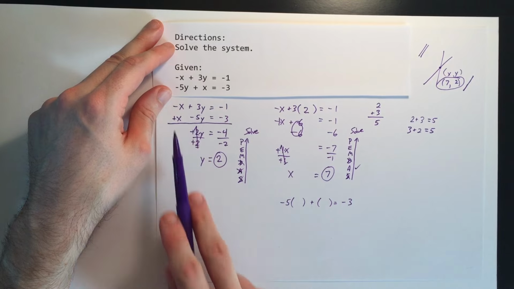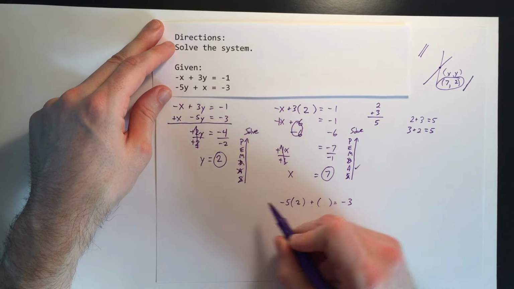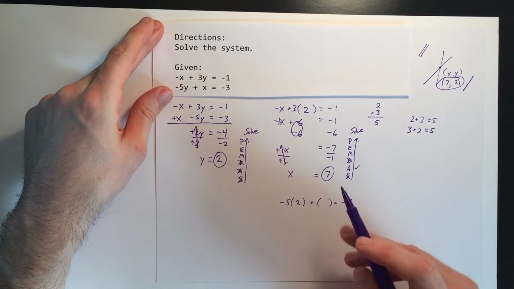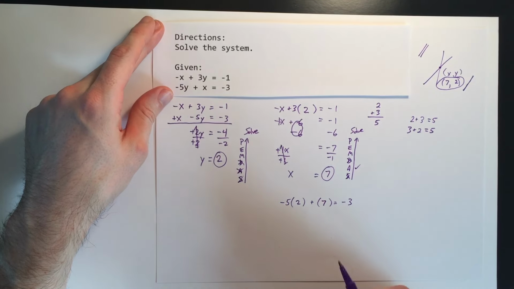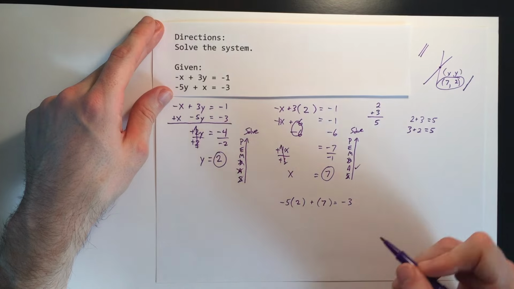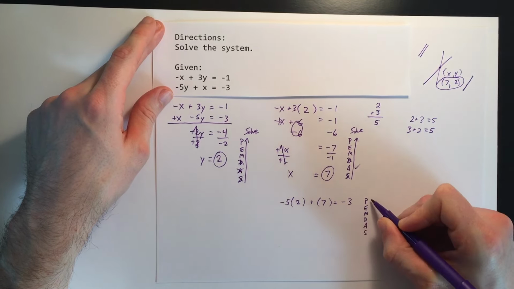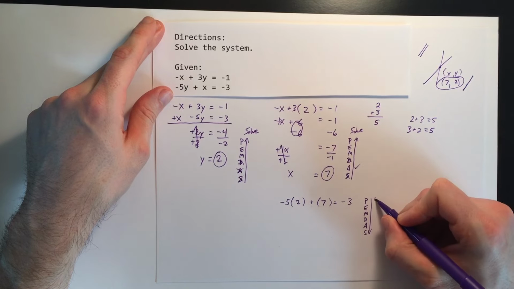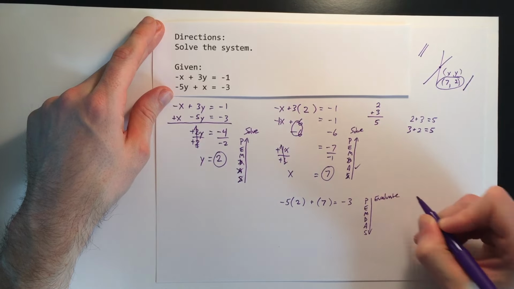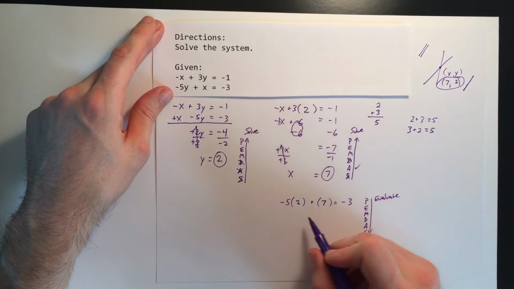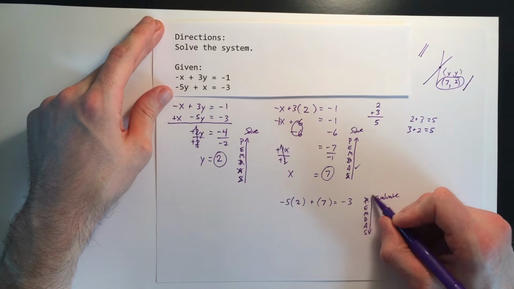And the first one was a y, so we're going to plug in the 2, which is what y equals. And the second one is an x, so we're going to plug in the 7 where the x was. And we're just going to evaluate. And remember, to evaluate, use PEMDAS forwards. And that just means that anything in the parentheses we do first. Well, there's nothing happening in the parentheses, so we skip that.